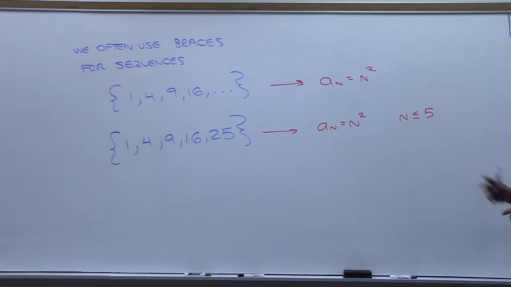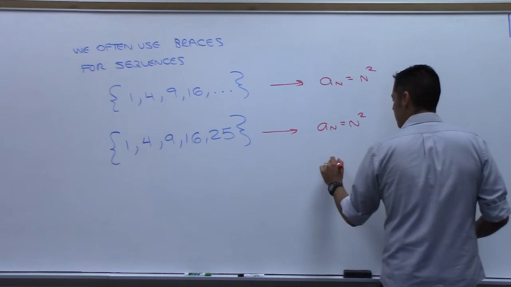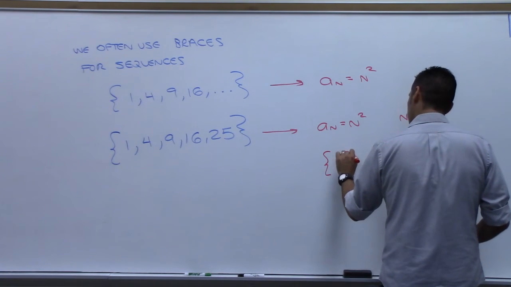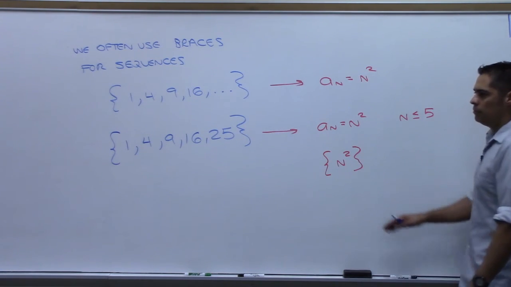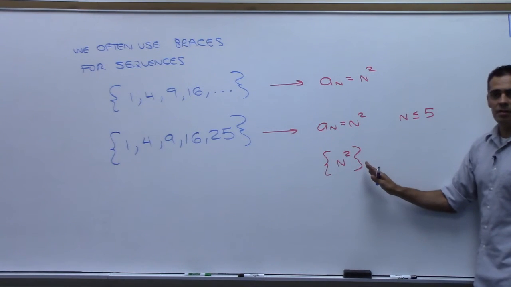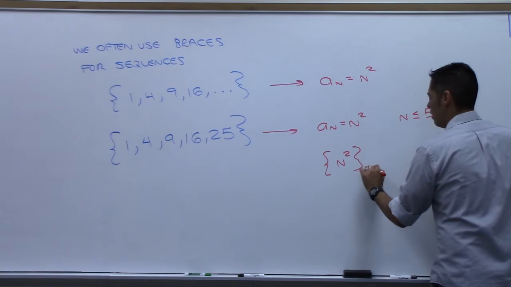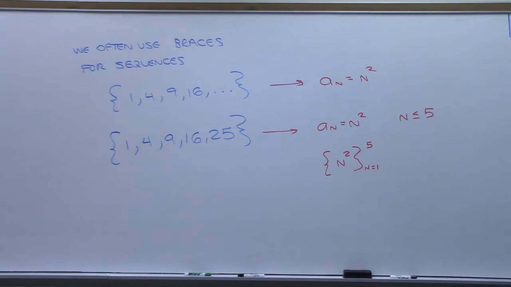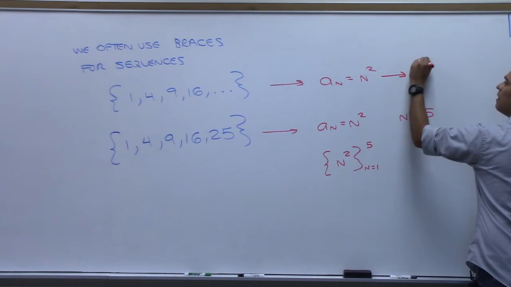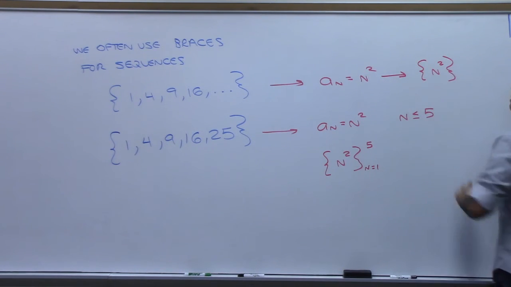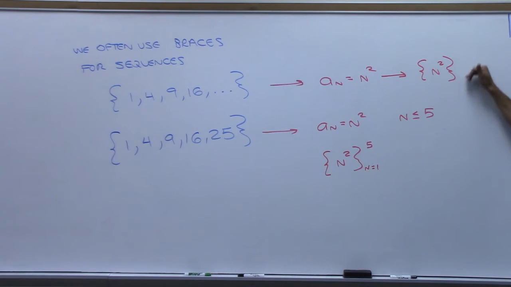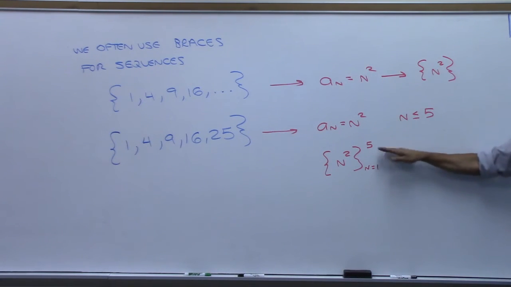But again, this isn't notation that we like to use. Let me show you what we would prefer to write instead. See if you follow this: n squared, with braces, which means it's a sequence, n is 1 to 5. Does that make sense? Up here, if you just write this, that's an infinite sequence, because I didn't tell you where to start or stop it. Here, I tell you where to start and stop. You okay with this?